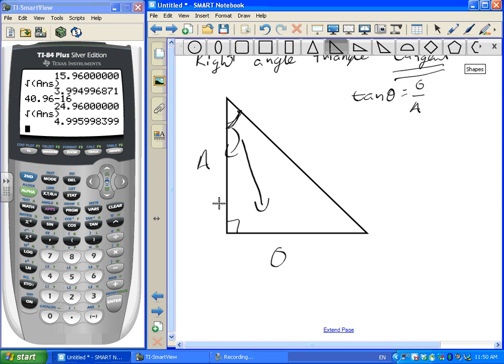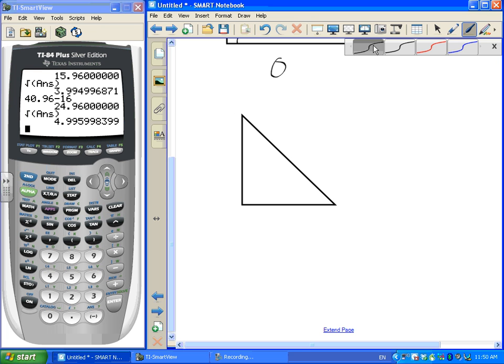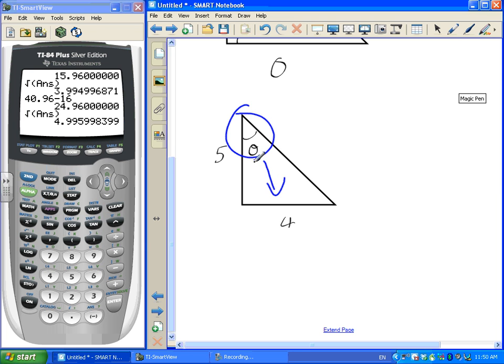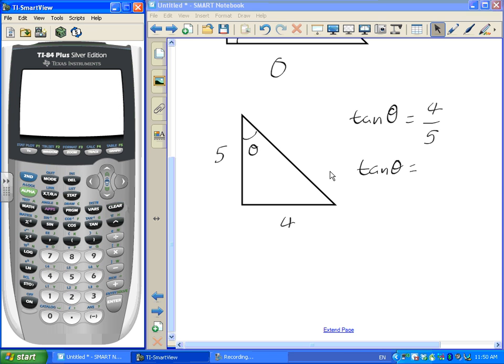So let's quickly take a look at this. Let's say we have a triangle. This is, again, 5. This is 4. We're looking for this angle here. According to this angle, remember we always refer to whatever angle we're working with. We have the opposite and the adjacent, so we quickly set this up. Tangent theta, we're trying to solve for theta, is the opposite, which is 4 over 5. Tangent theta is equal to 0.8.